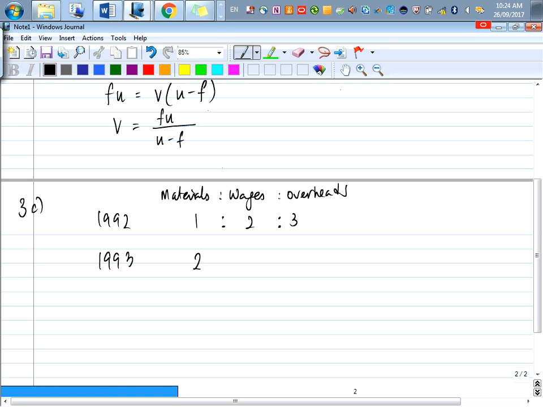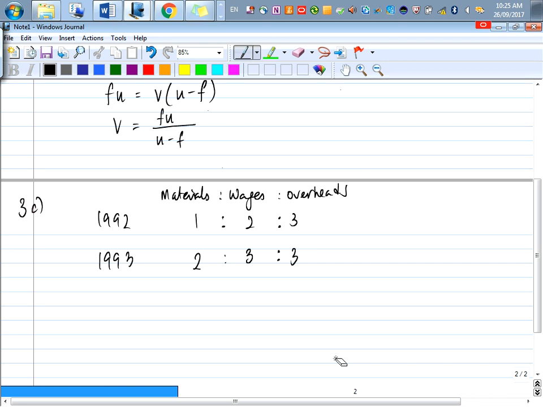Then the wages increased by 50%. So originally it was 2 units, we increased by 50%. How many units will you get? You get 3 units. Yes. And overheads, no change, right? So it is still 3 units. So this is now the new ratio.